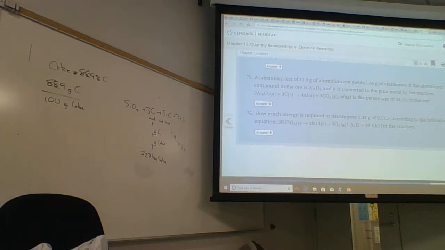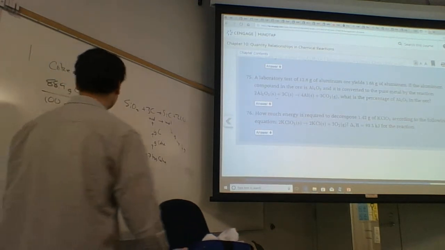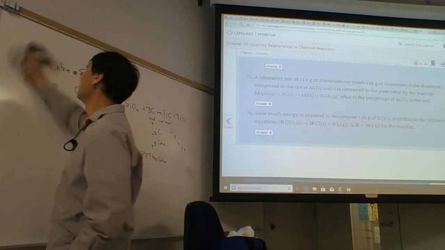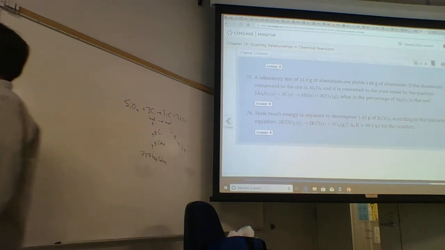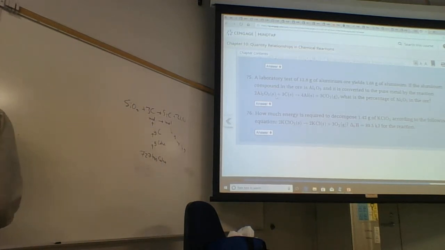Now, in this problem, they give us the grams of ore. And so what we want is the grams of aluminum oxide per 12.8 grams of ore times 100%. And so what we need to do is find out how many grams of aluminum oxide there are. In the previous problems, we're given this percentage composition. In this problem, we have to figure out what is the percent composition using some stoichiometry. Well, the way we're going to do this using stoichiometry is this.